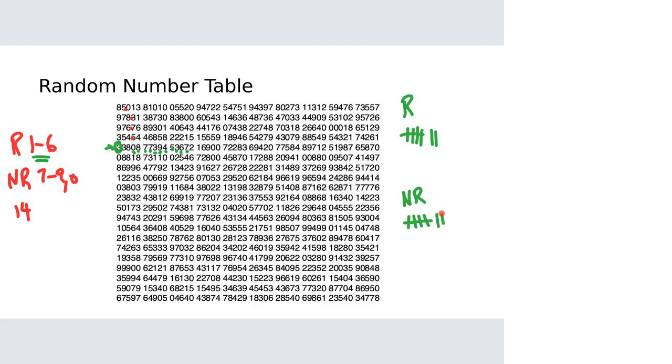The question said, what's the probability the light's going to be red? So here I have 14 outcomes. I have 7 successes. So the probability the light's going to be red is 7 out of 14.